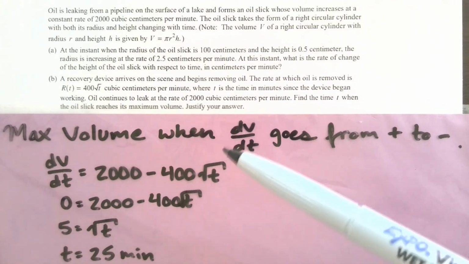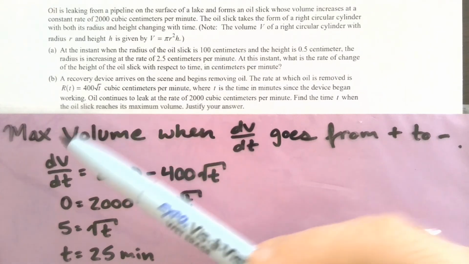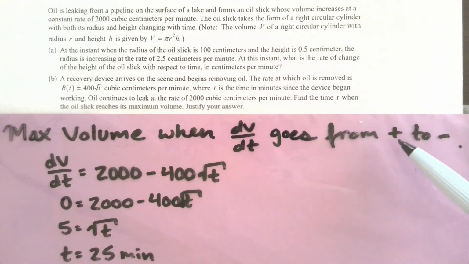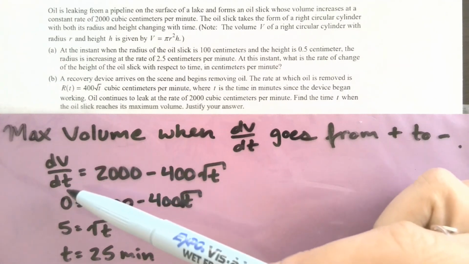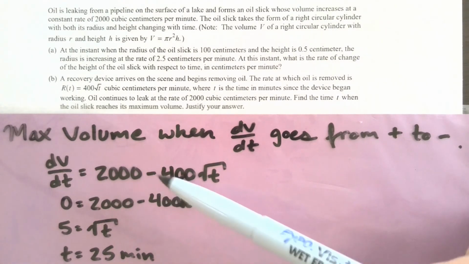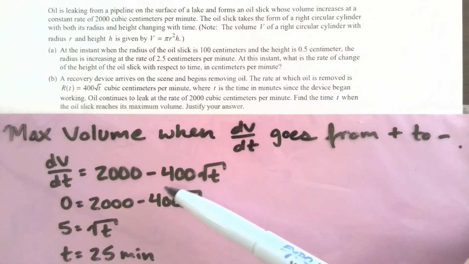So remember, when we're talking about maxes, we can take the derivative of whatever we're talking about. So if we take dV/dt and find where it goes from being positive to being negative, that's where a max is occurring. So the hardest part of this one is just deciding that dV/dt is going to be that rate that it's flowing out minus the rate that it's being sucked up.